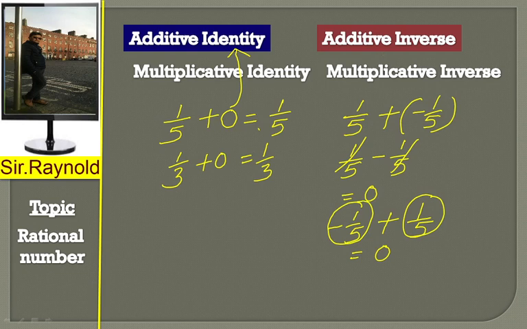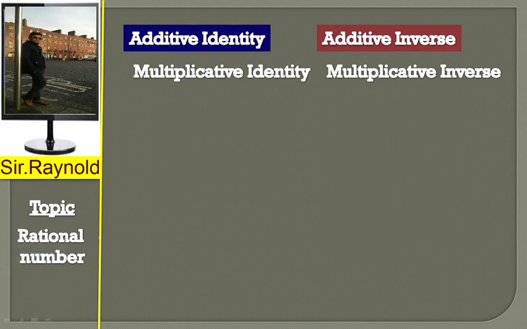Are you clear? That means if one is plus, then the additive inverse will be minus. If it is a minus, then the additive inverse will be plus. Just the opposite in sign. Okay, so this is about additive inverse. I hope you are clear with these two things here. Okay, next we are going to go with multiplicative identity.